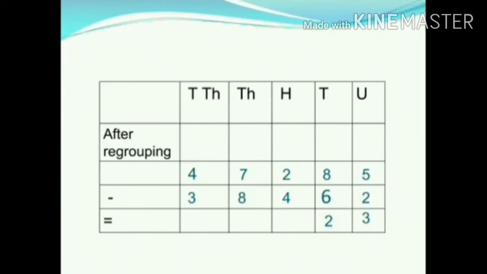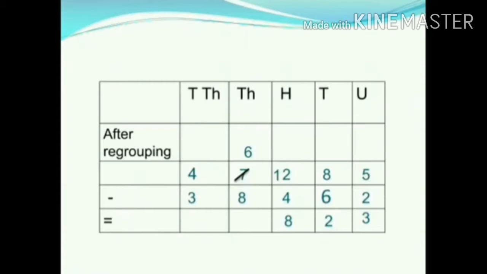Now subtract digits in the hundreds place. They are 2 and 4. 2 is less than 4. 4 cannot be subtracted from 2. Hence borrow 1000 from thousands place to hundreds place. 1000 equals 10 hundreds. Hundreds place can be written as 10 hundreds plus 2 hundreds equal to 12 hundreds. After borrowing 1000 to hundreds place, thousands place is left with 6 thousands. Now subtract hundreds place digits. They are 12 and 4. 12 minus 4 equals 8. Write 8 in hundreds place.